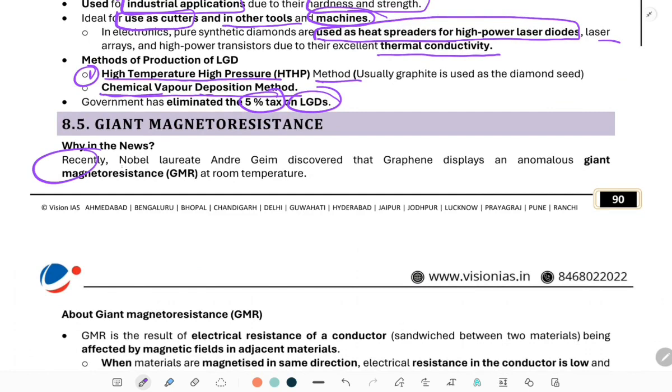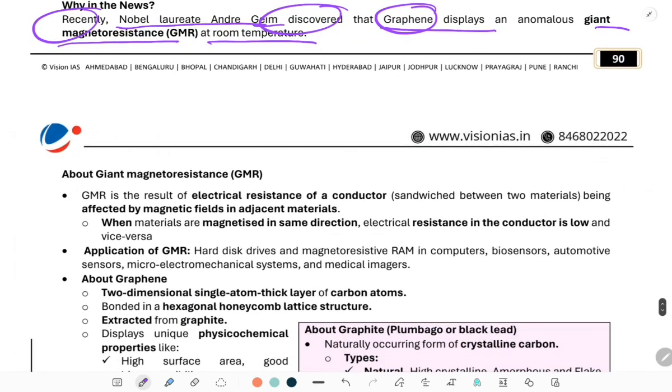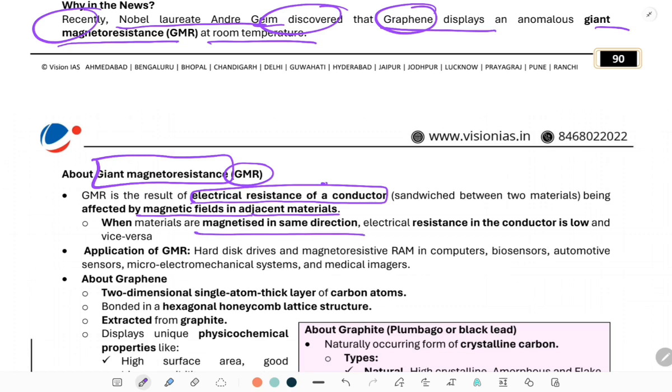magnetoresistance. Recently, Nobel laureate Andre Geim discovered that graphene displays an anomalous giant magnetoresistance at room temperature. We'll see about this giant magnetoresistance. GMR is the effect where the electrical resistance of a conductor is affected by the magnetic field in adjacent materials. When materials are magnetized in the same direction, electrical resistance in the conductor is low, and vice versa.